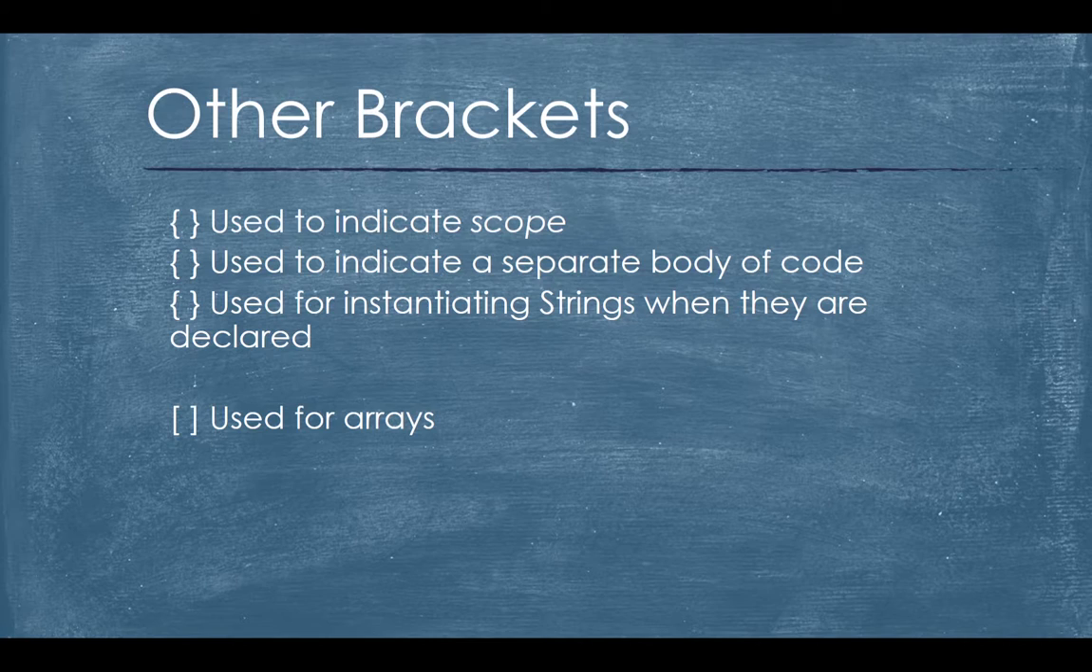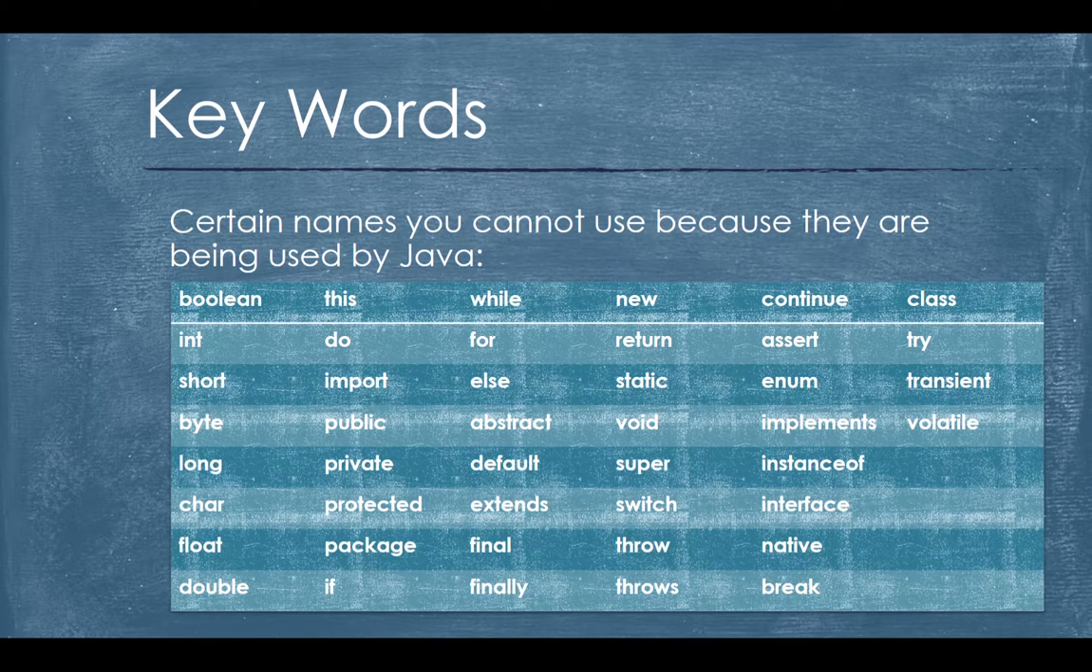Square brackets are primarily used for arrays, while curly brackets are used to indicate bodies of code. There are certain names you cannot use for variable names, such as new, int, char, for, byte, boolean, and many others. These are called keywords. You will get many very bizarre errors if you try using any of these incorrectly.